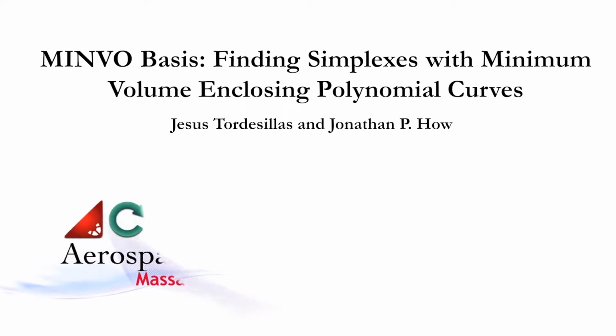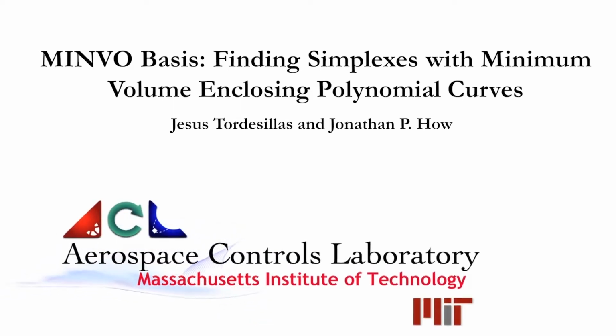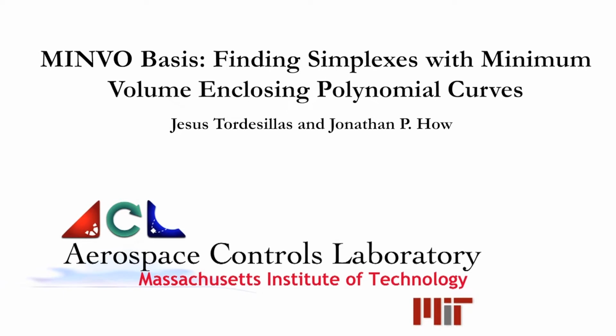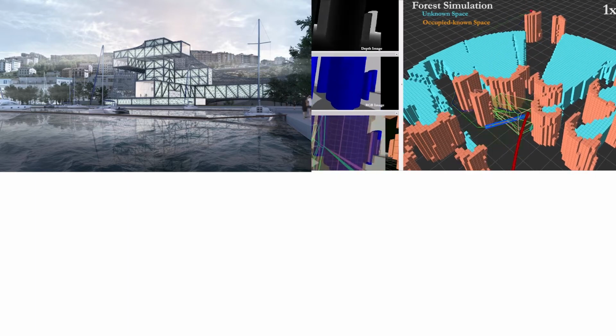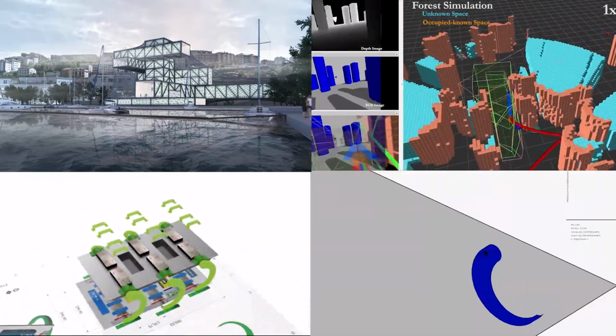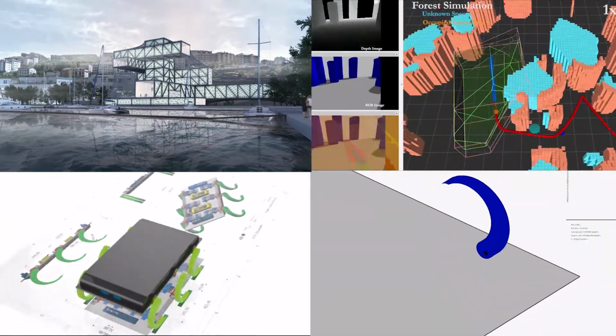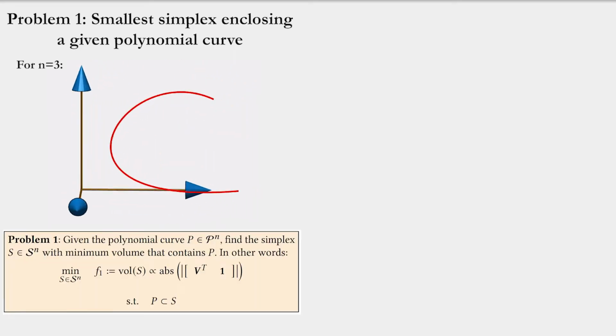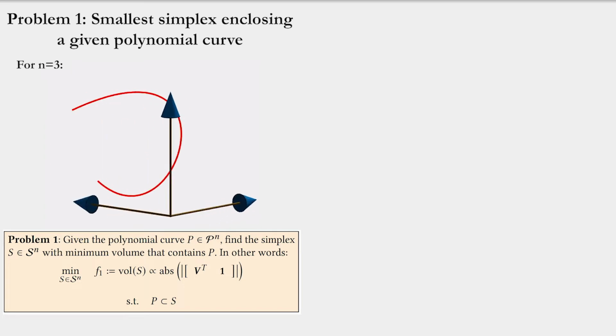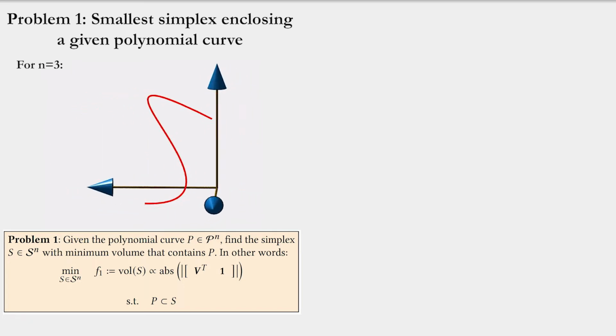We present the MINVO basis, a polynomial basis that finds the simplex with minimum volume enclosing a polynomial curve. Polynomial bases are extensively used in rendering and computer games, path planning for robots, 3D design, and simulations. In many of these applications, it is crucial to find the tightest simplex approximation of a given polynomial curve. We call this problem problem 1.